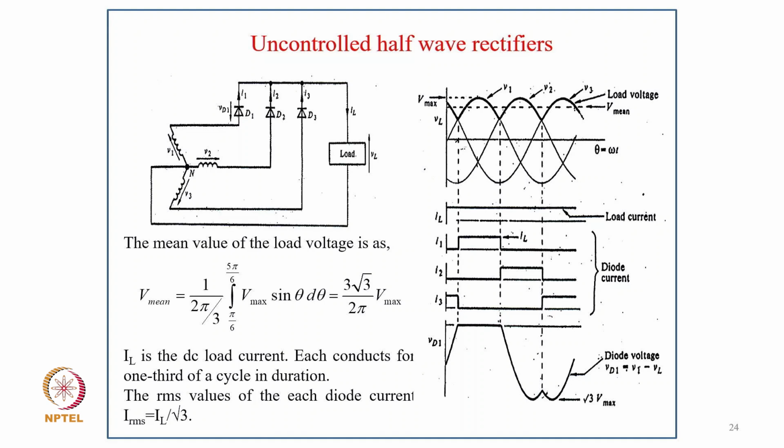So now this is typically an uncontrolled half-wave converter giving 3 pulses in the output, and you can see the waveform: if the load current is constant, how the current flows in all 3 phases for positive current, and how the diode drops are there.